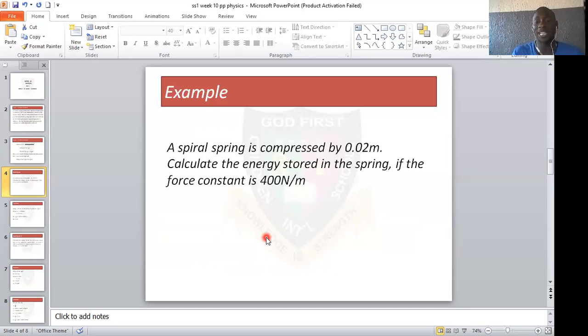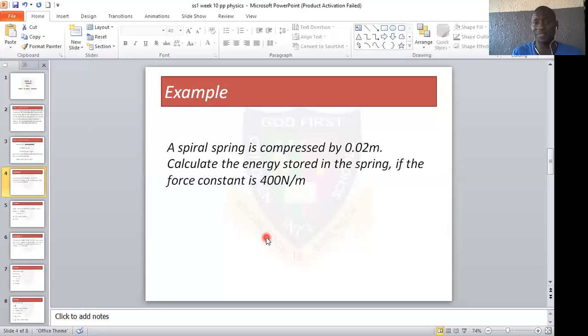If the force constant, K, which is the stiffness of the material, is 400 Newton per meter, you have to calculate the energy stored in the spring. That is the work done by the force to compress the material by 0.02 meters. Which formula is there to use now?